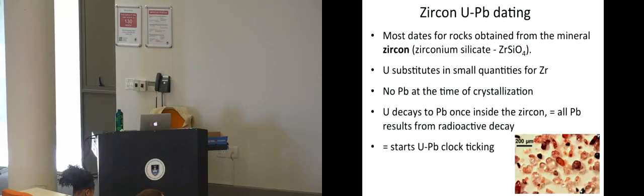And zircons are abundant. We find them in all types of igneous and metamorphic rocks, and they're small. There's a picture here. That's 200 microns.